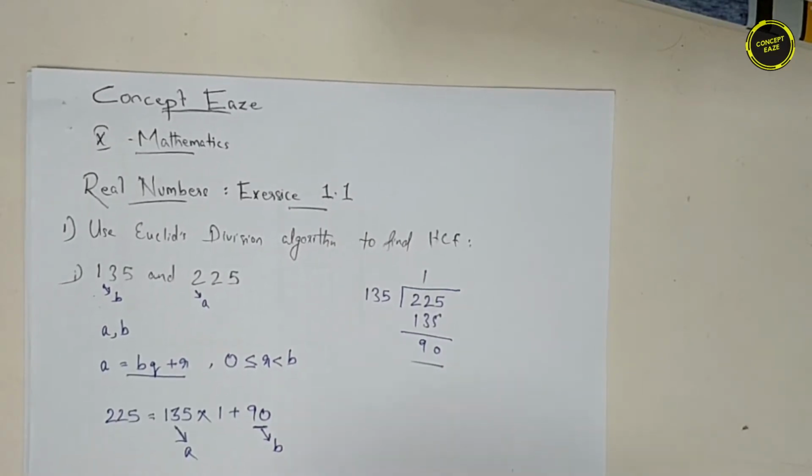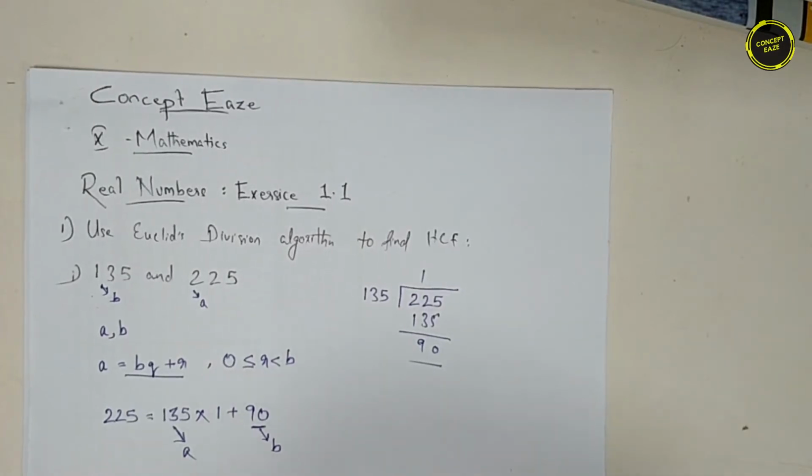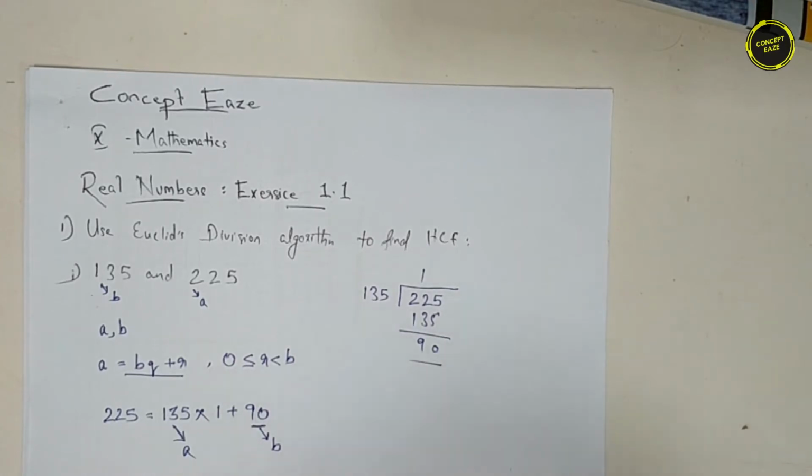So as promised in my last class, I am here with exercise 1.1 of the chapter Real Numbers. I hope that you guys are now familiar with Euclid's division lemma, which we saw in our last class. Here we are going to apply this concept in order to solve the questions in exercise 1.1.